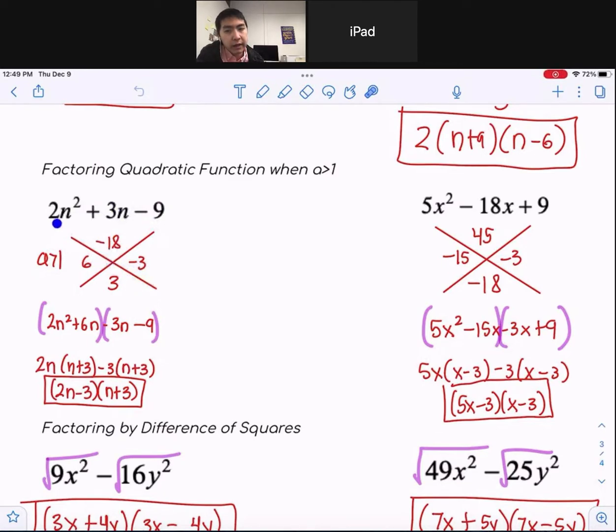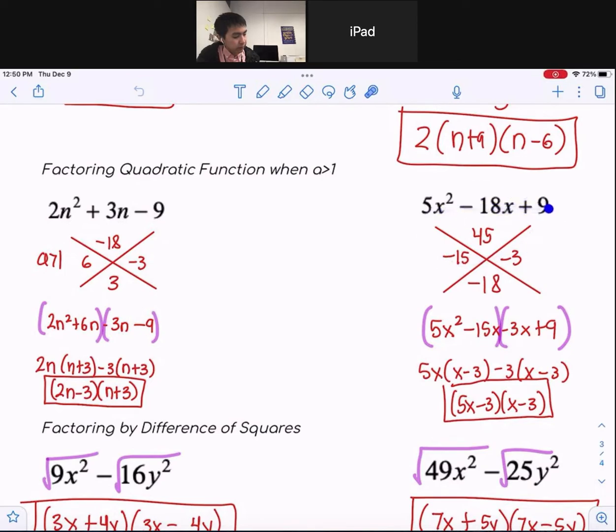Now because your a value is greater than 1, you guys got to factor this by grouping. First term, the two middle terms, and your last term. Group, factor out a 2n from here, factor out a negative 3 from there, 2n minus 3, and n plus 3. And same thing for this one.